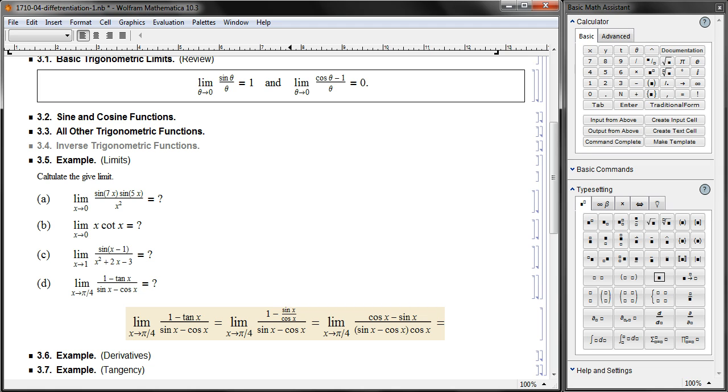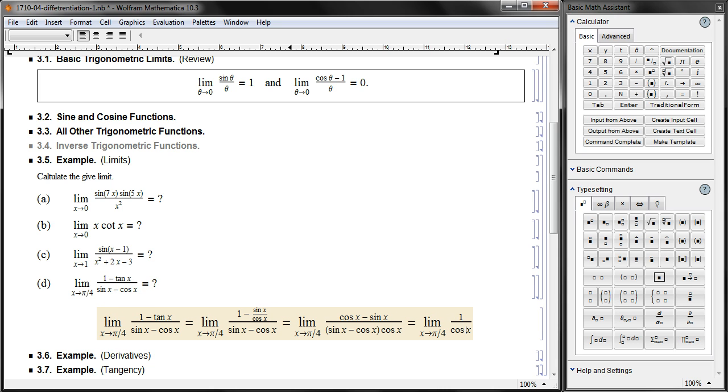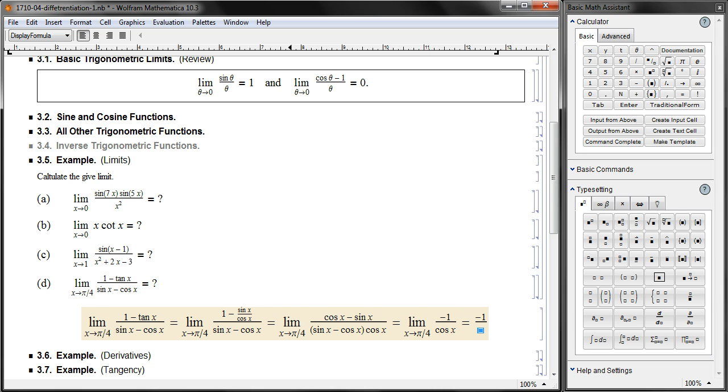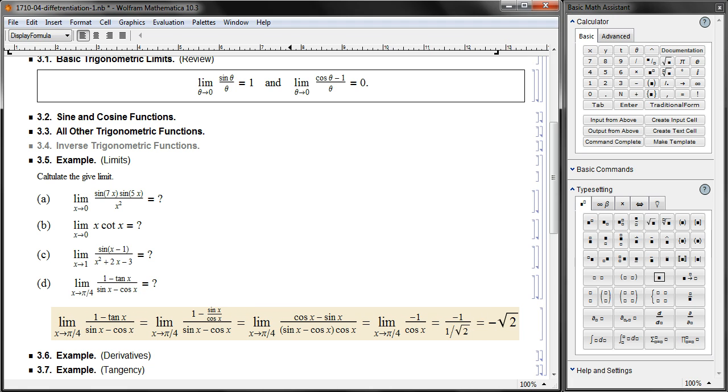Do you see a simplification? You get 1 over cosine of x. As a matter of fact, no. Negative, because this is cosine minus sine, this is sine minus cosine. So this is negative 1 over 2 over square root of 2. Oh no, let's write it as 1 over square root of 2. So this is negative square root of 2.